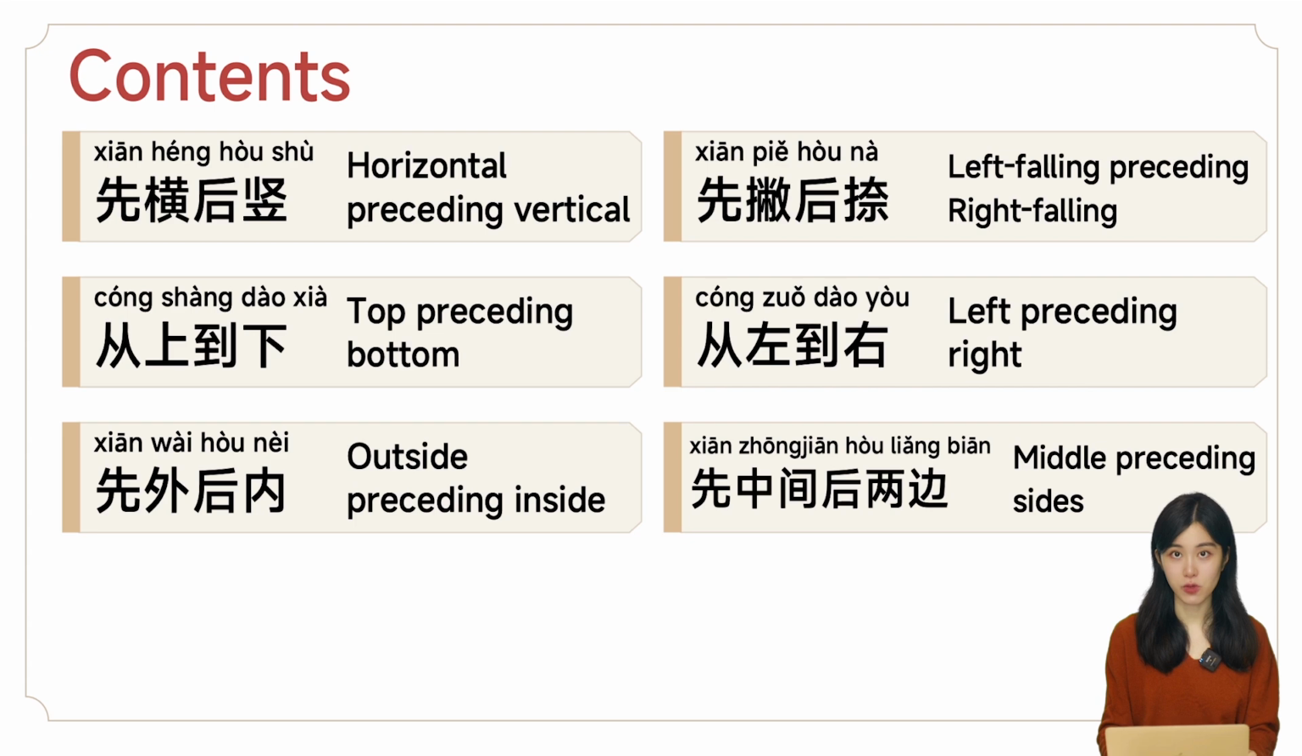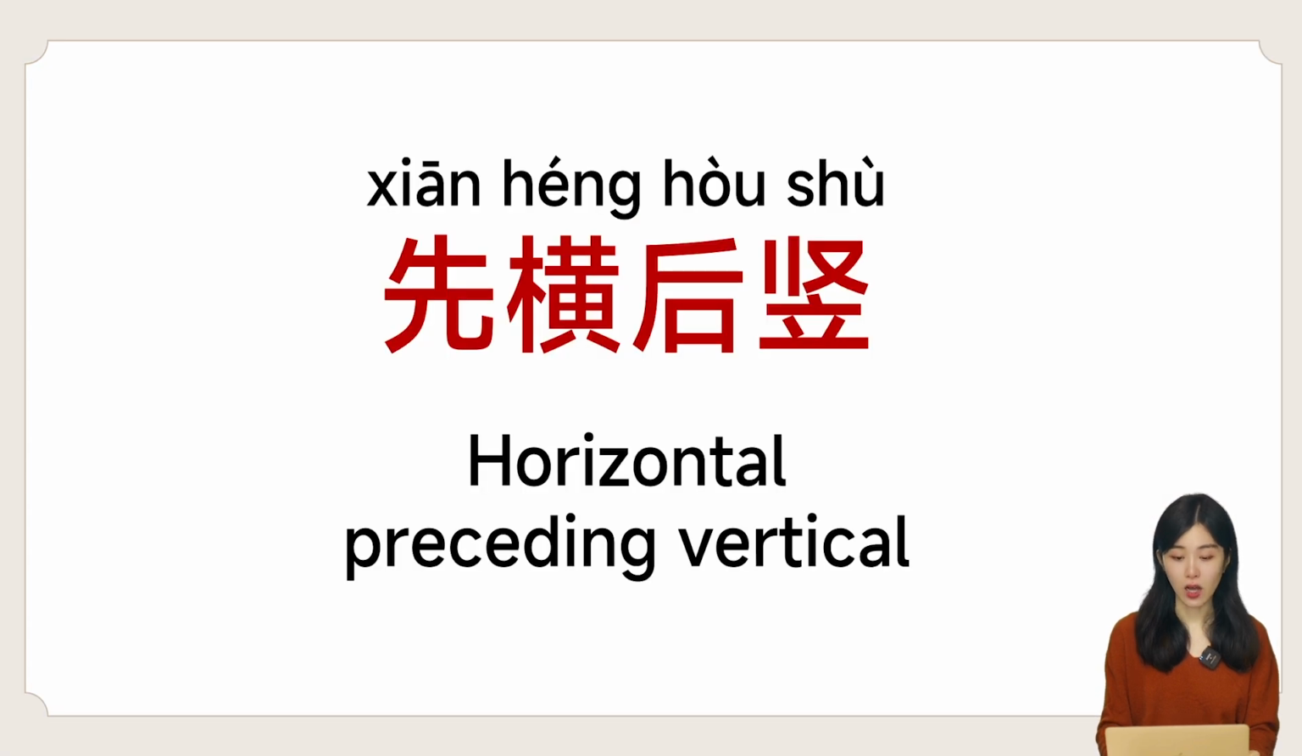Now let's see the first rule called 先横后竖. Horizontal preceding vertical. This means you should always write a horizontal stroke first and then write a vertical stroke. Now, let's try to write 2 example characters.